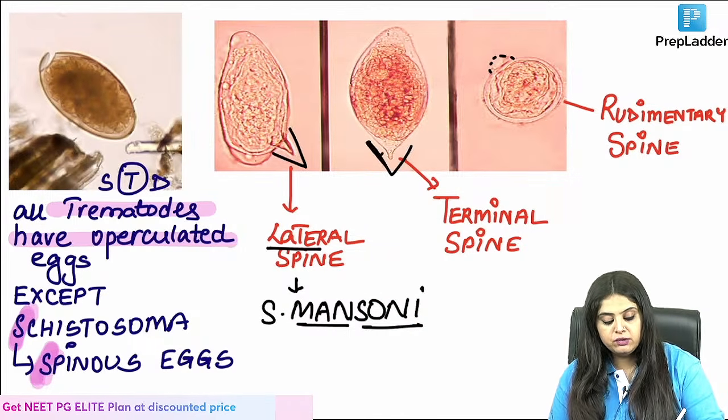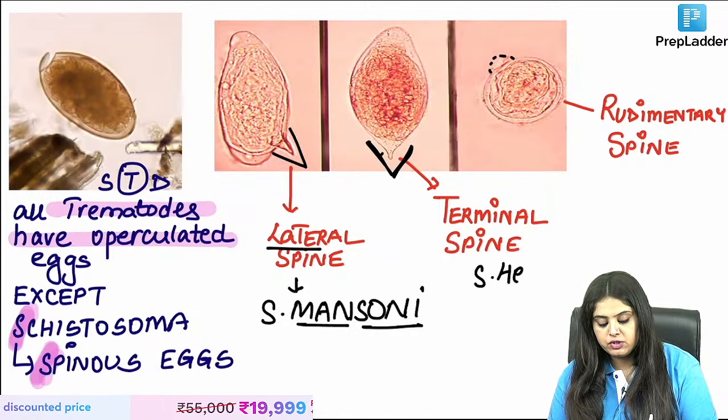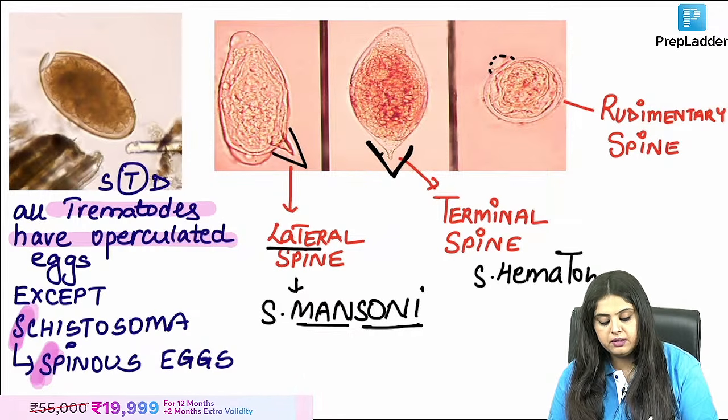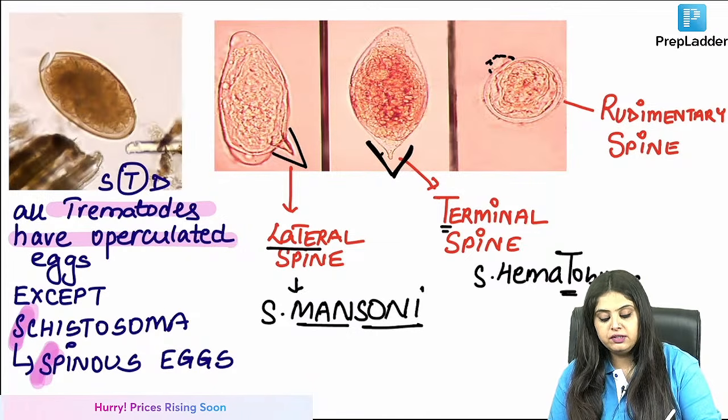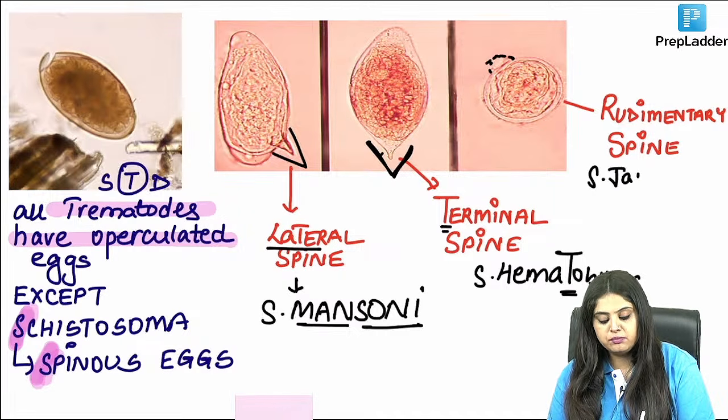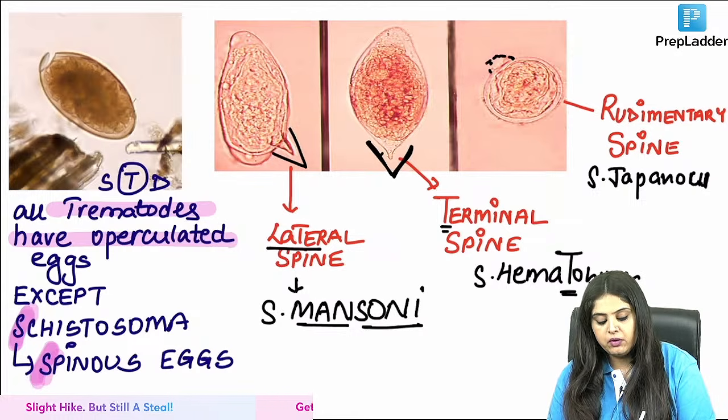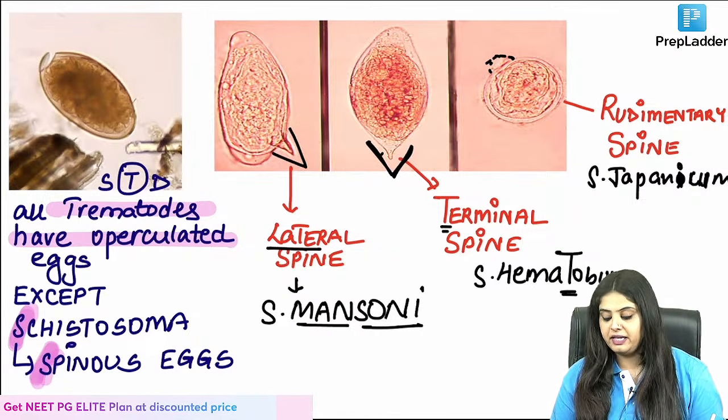Now where do you see a terminal spine? That is going to be Schistosoma haematobium. It has the T in it, so that has the terminal spine. And where do you see the rudimentary spine? Japan spineless, that is Japonicum, just a way of learning. Japonicum is going to be the rudimentary spine. All spinous eggs are done.